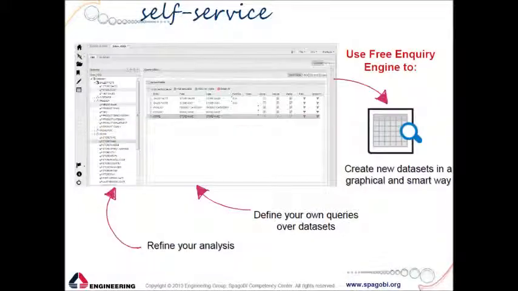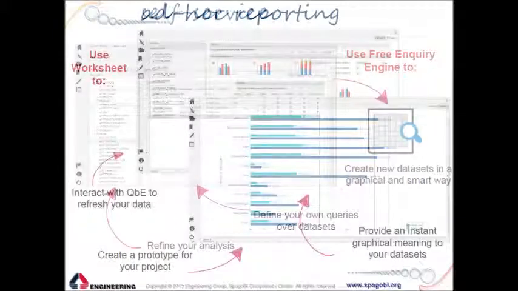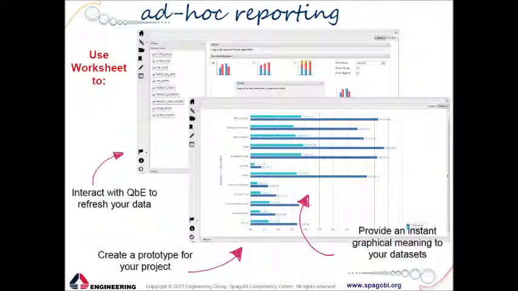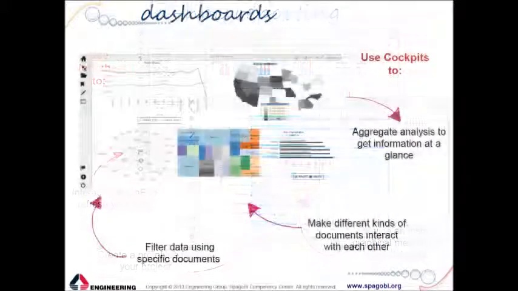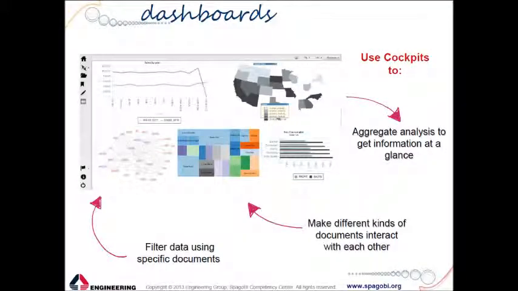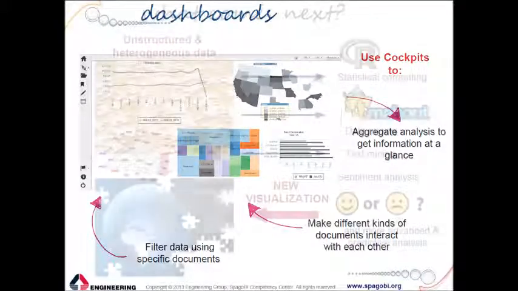A quick overview about our tools. So we have our self-service tool, which is the Query by Example Engine, that allows the power user to create a new data set in a graphical and smart way. Then we have our ad hoc reporting engine, which is called Worksheet, and the Worksheet allows the end user to interact with the data set to produce and provide an instant graphical meaning to the data. And then, last but not least, the dashboards, which is a composition of different kinds of visualization that can interact with each other and aggregate analysis to get information at a glance.